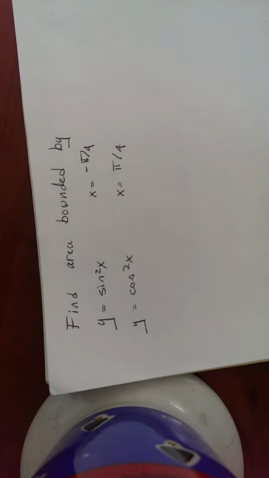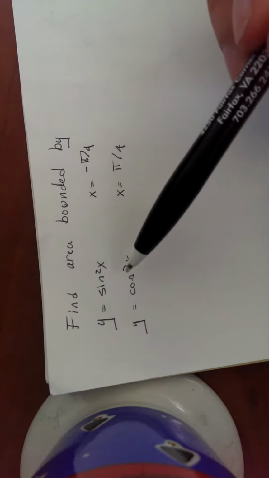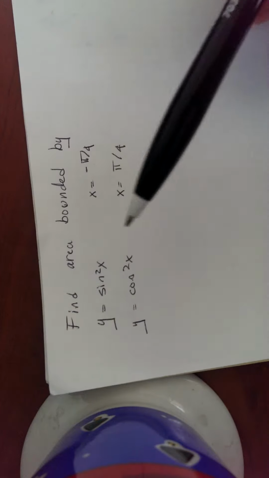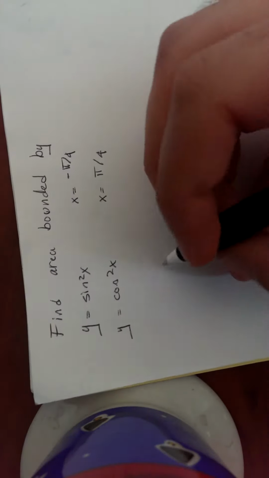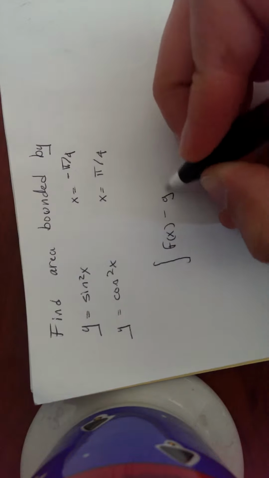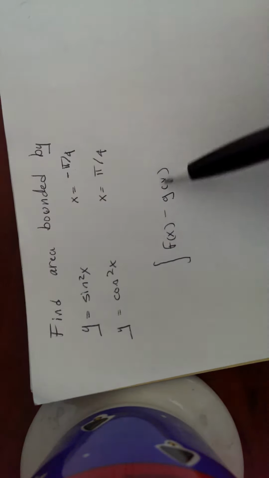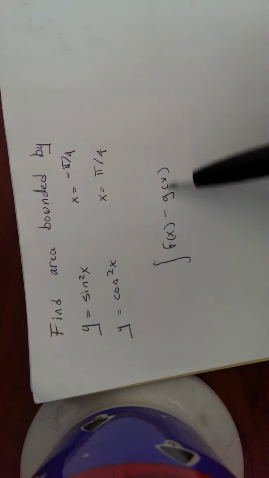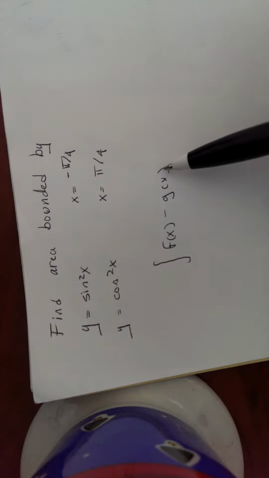Now, another thing we have to realize, there's two functions of x. One has to come first before the other because the equation for the definite integral with two functions is f of x minus g of x. And it's important because it matters what order you put these in. So which one goes first?